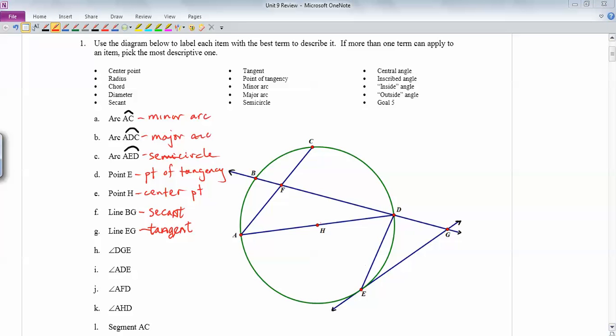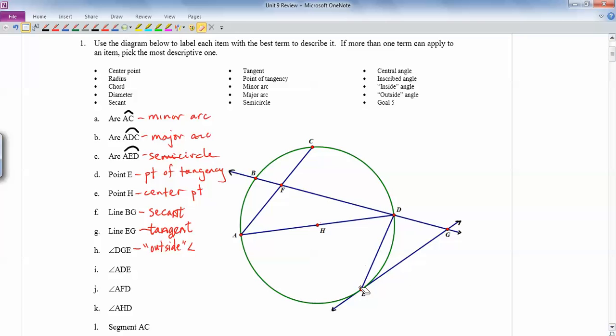Okay. Angle DGE. Let's see. That is this angle right here. Well, notice the vertex is outside the circle, so that one is the outside angle, right? Which isn't really a formal term, but it helps you remember which of the formulas to use to calculate how big it is. Remember, that's 1/2 big minus little, outside angle.